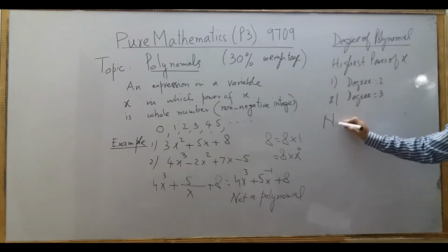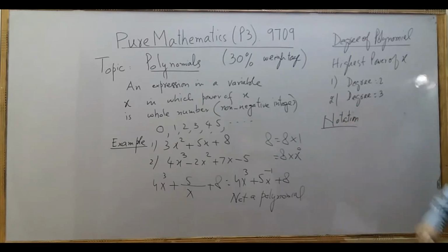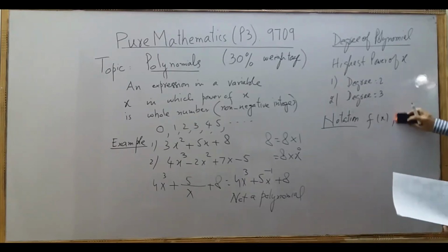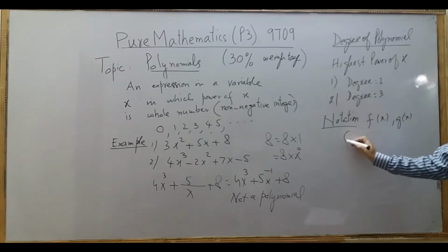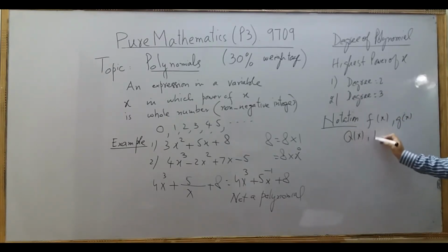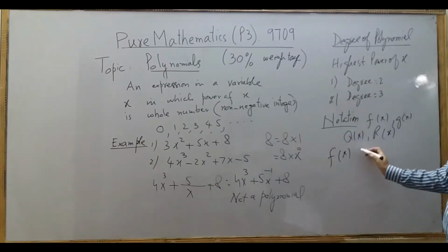Notation. The polynomials are represented like this: f(x), g(x). We may use capital letter. We may say that q(x), r(x), like this they are named. So we can write this polynomial in example 1 as f(x) is equal to 3x square plus 5x plus 8.